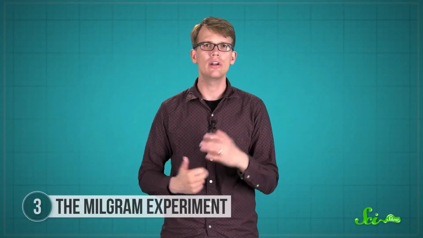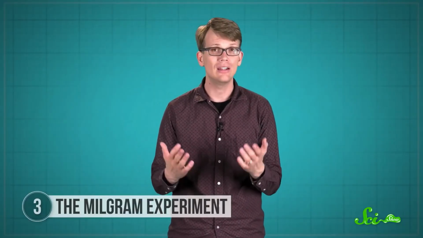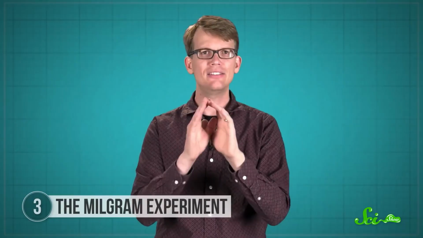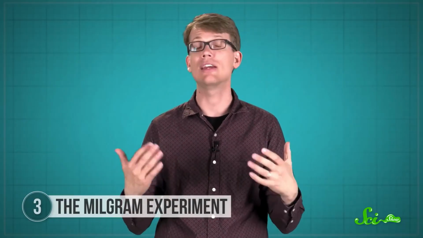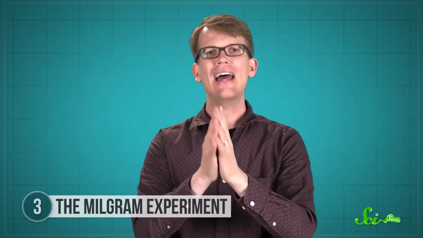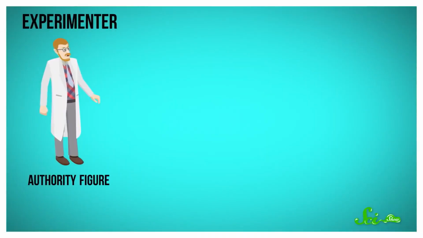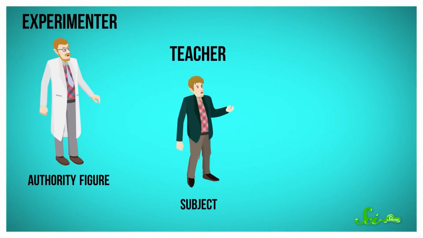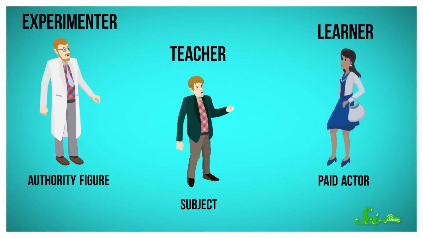In 1961, a researcher at Yale University named Stanley Milgram was interested in the psychology of obedience. He decided to see how subjects would react when a researcher pushed them to do things that went against their morals. The study he came up with is now called the Milgram experiment, and it had 3 separate roles. The experimenter, played by a scientist in a white lab coat, was the authority figure. The teacher was the role assigned to the experimental subject, and the final role was the learner, a paid actor who the subject thought was actually another volunteer.